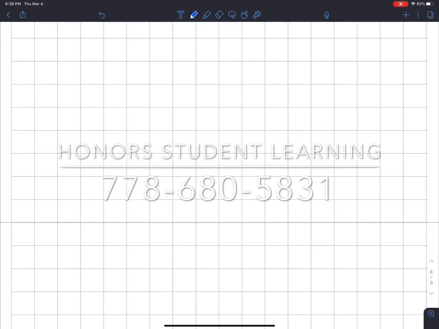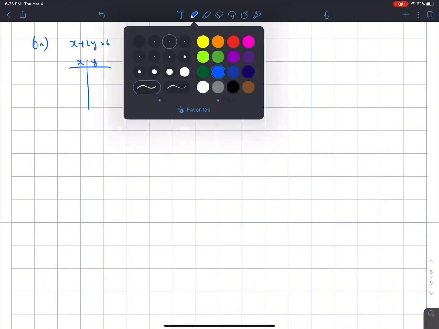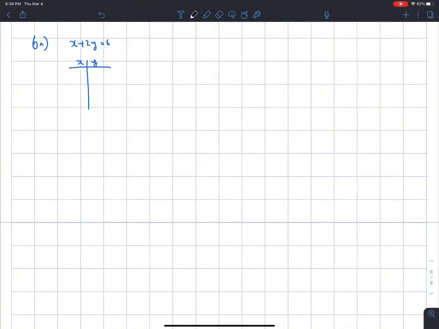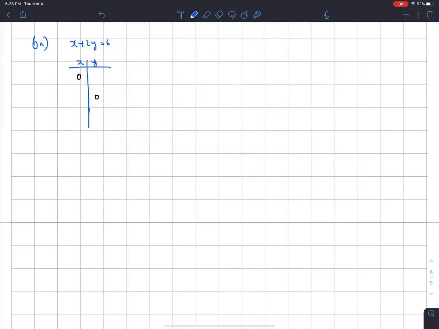Okay, moving on to question 6, 6a. We have x plus 2y equals 6. We can create a table here. So, the most important 2 points are x equals 0 and y equals 0. So those 2 points you must have. And then I'm going to show you how to find the last one.